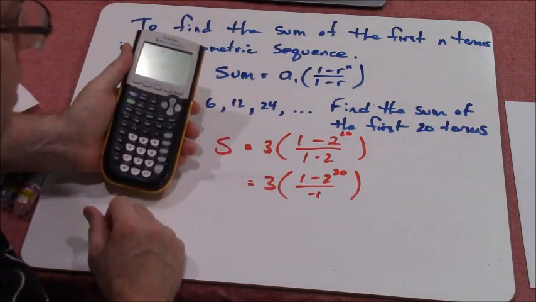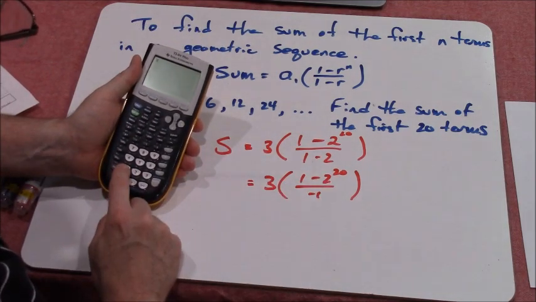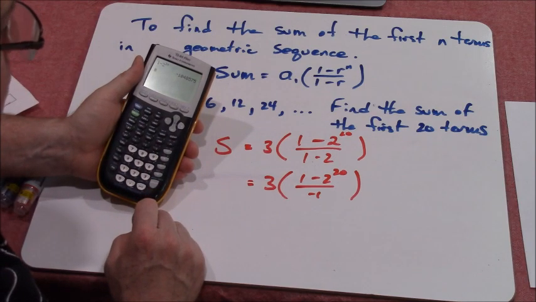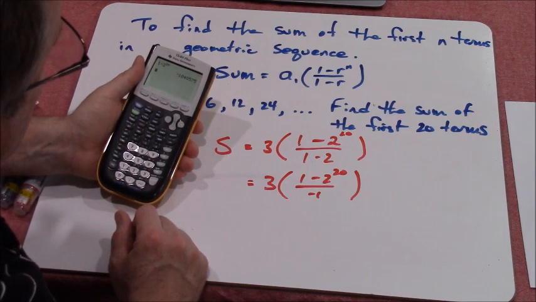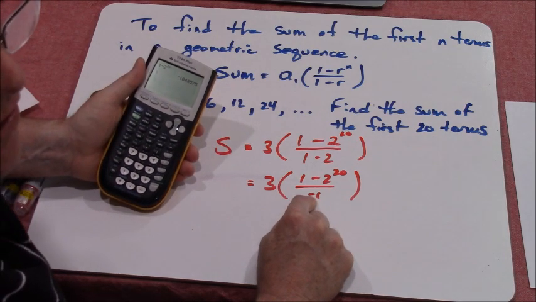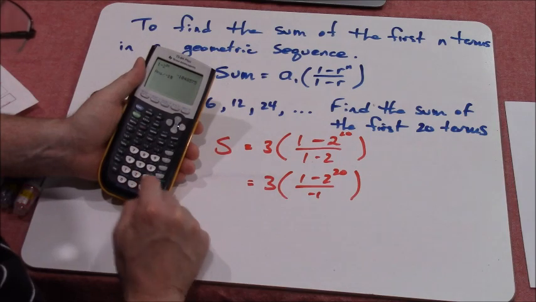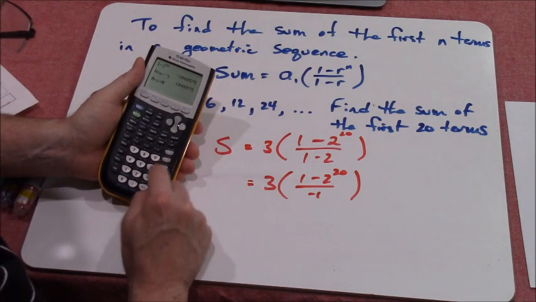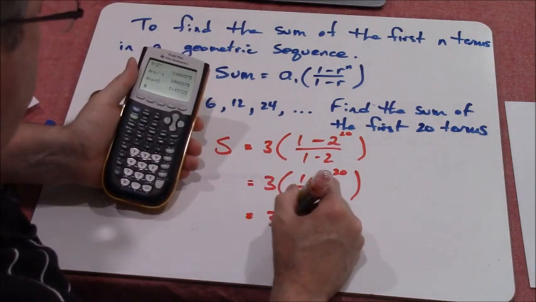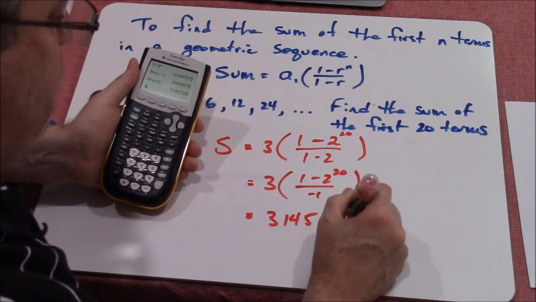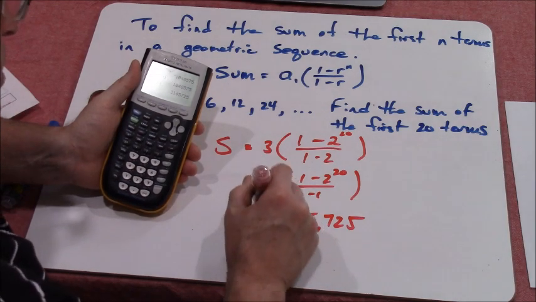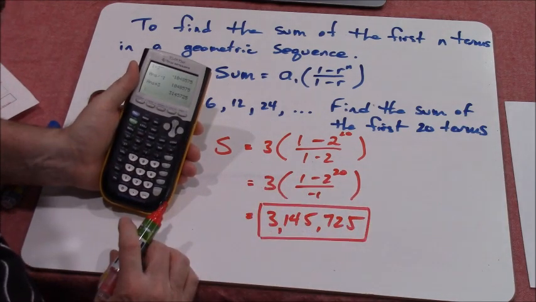So I'm going to do 1 minus 2 to the 20th first. Hit enter. I got a negative 1,048,575. I'll divide that by a negative 1, which all it does is make that number positive. So divided by a negative 1, and now times 3. And here's what I got for my answer. 3,145,725. There's the sum of the first 20 terms.